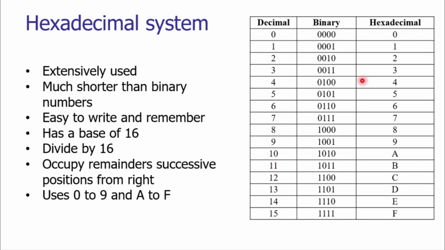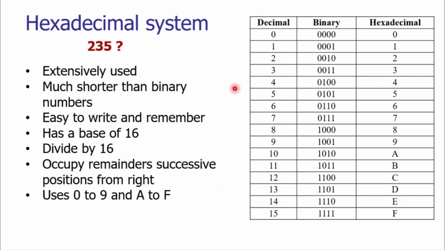The hexadecimal system, it's easy to write and remember. It has base of 16. That means we have to divide the decimal number by 16, and we have to occupy the remainders in successive positions from the right. So whatever the remainders would be, that will be used to represent it, but the representation would be from the right towards the left.